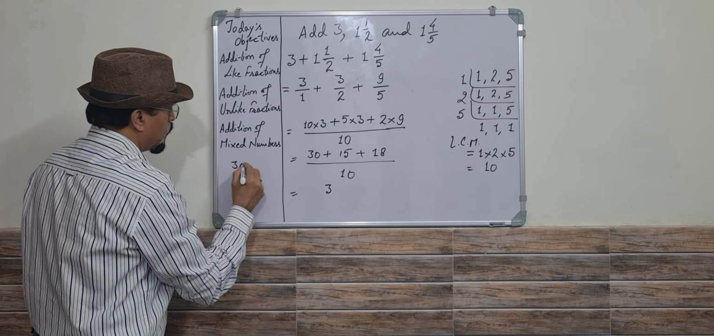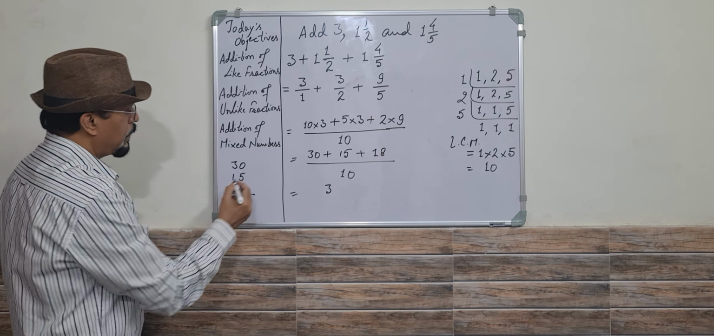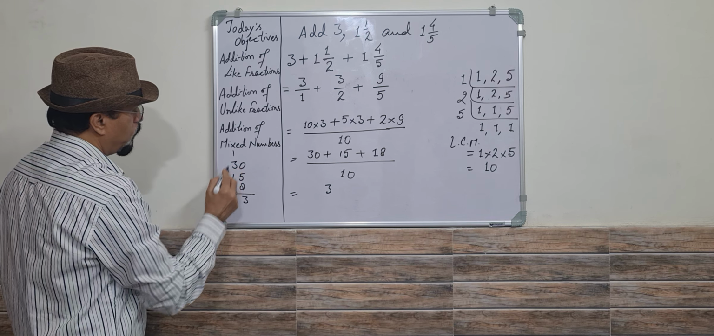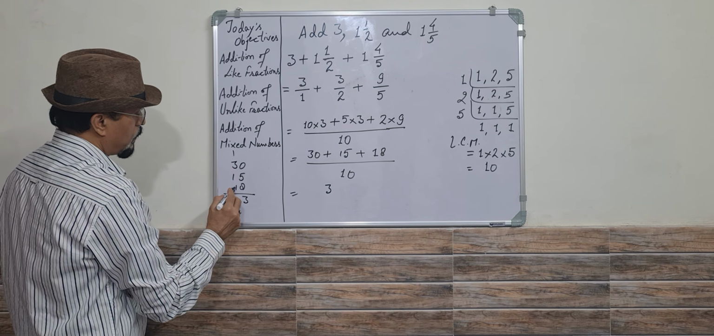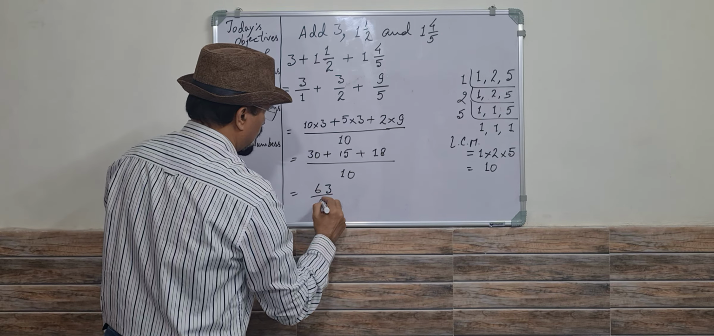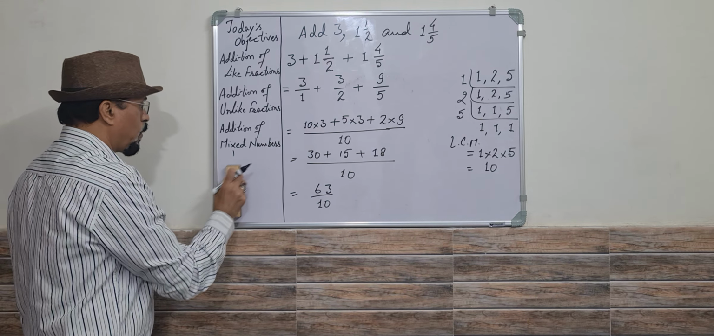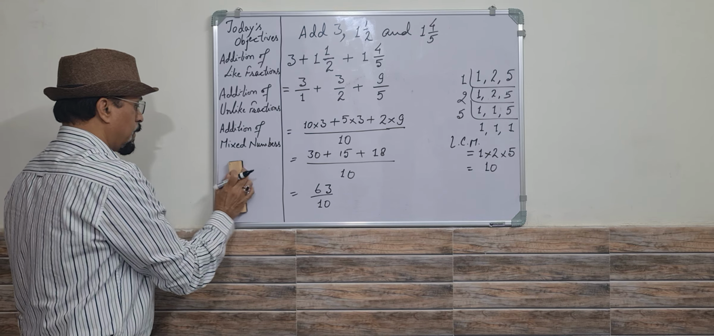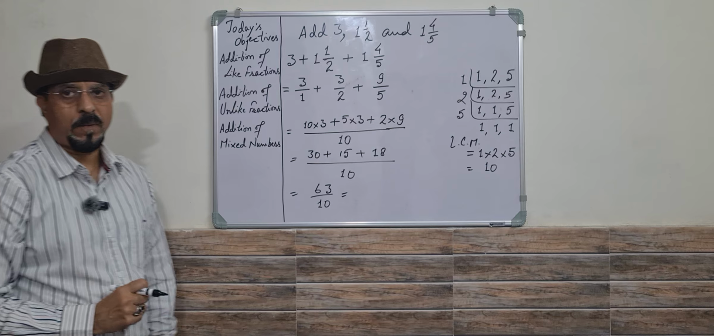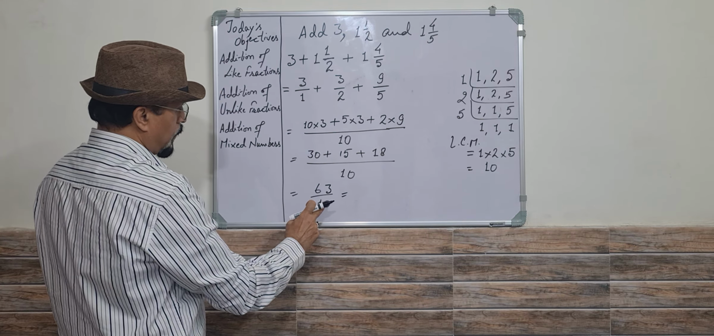So let me show you for all those who are not very quick in addition. 8 and 5, 13, 3, 1 carry, 3 plus 1, 4, plus 1, 5, plus 1, 6, 63. So 63 upon 10 is the fraction, but this is an improper fraction. So to convert it into a proper fraction, I have to divide this.